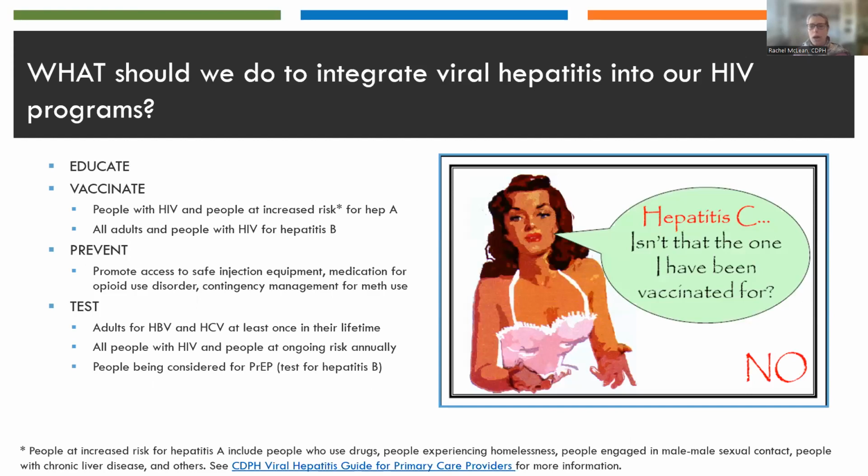So we talked about the why, and just to briefly describe the what: what should we do to integrate viral hepatitis into our HIV programs? The first thing we can do that doesn't cost anything is to educate our clients about the overlap in transmission routes, how to prevent infection, which types of hepatitis are prevented with a vaccine, which ones could be treated and cured.